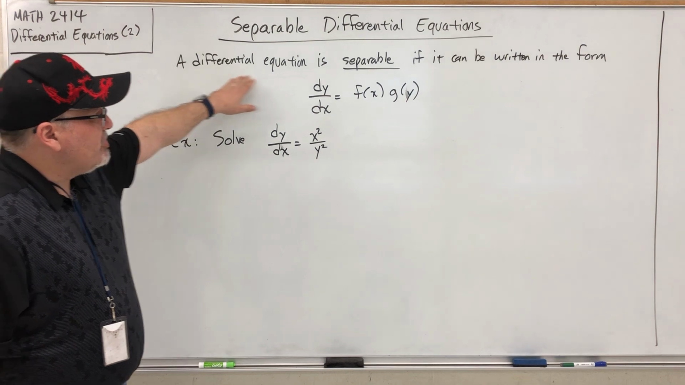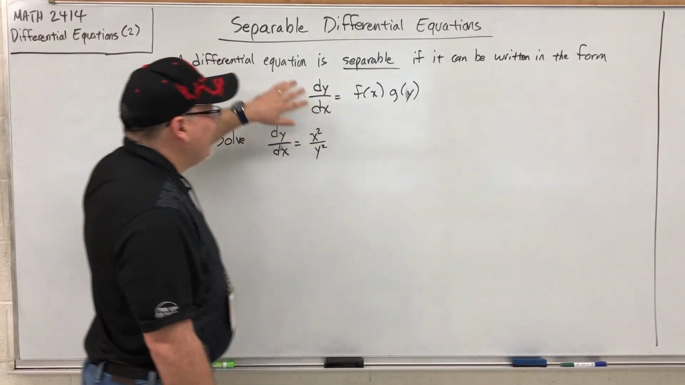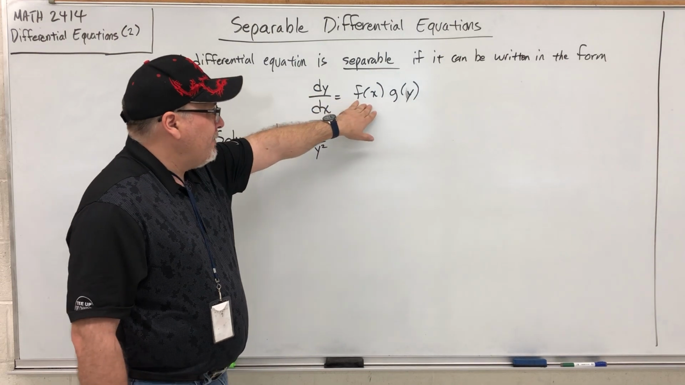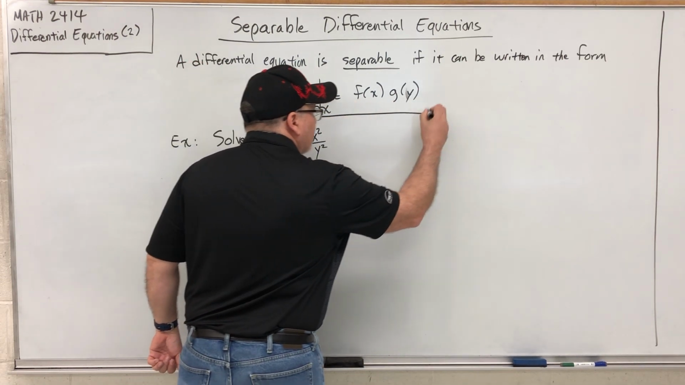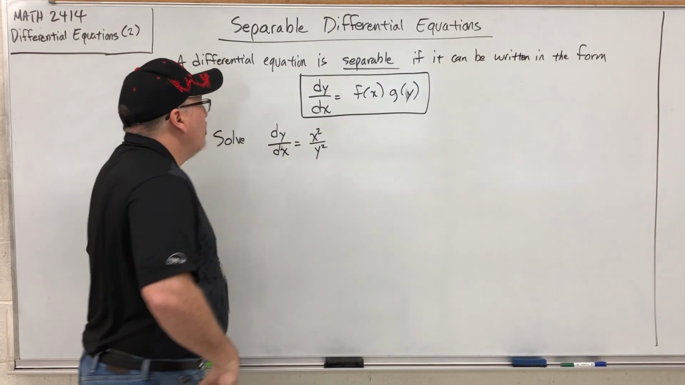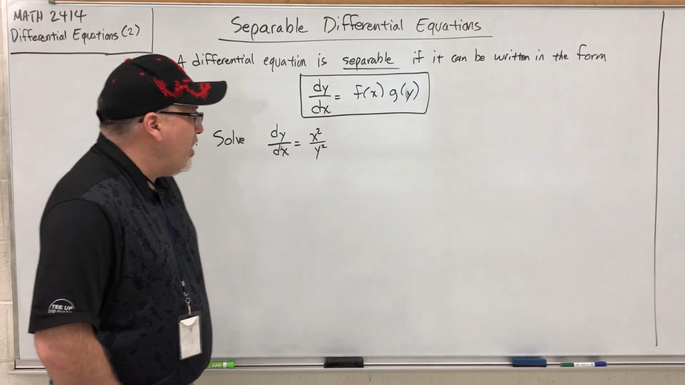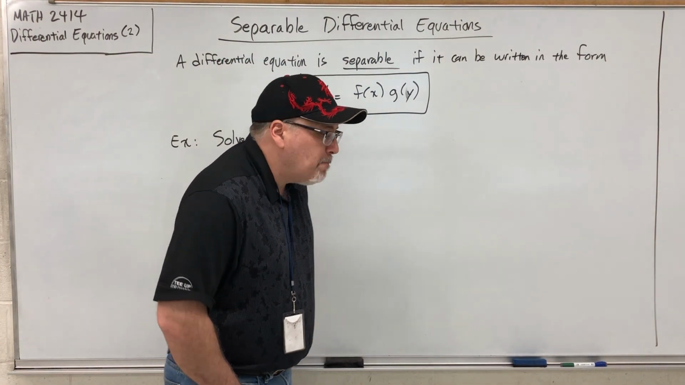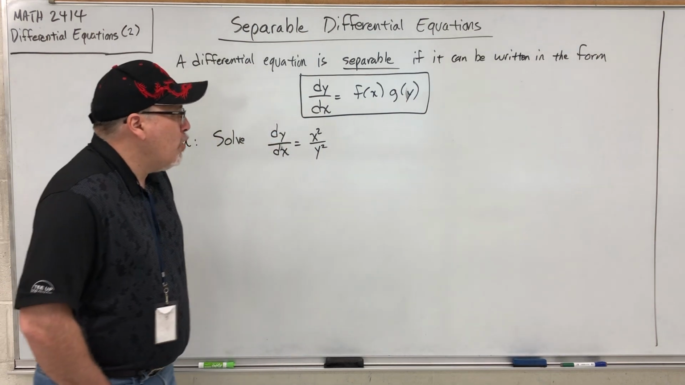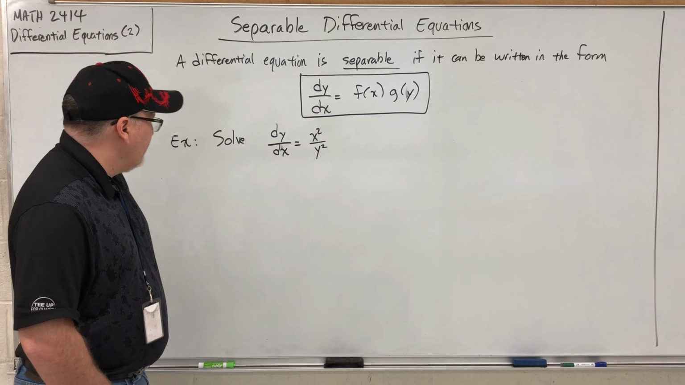A differential equation is separable if it can be written in the form dy/dx equals f of x times g of y. Let's put a box around that. In other words, it's separable if its first derivative is the product of a function of x and a function of y. And as you'll see in a moment, there's a reason why it's called separable. We're going to separate something.